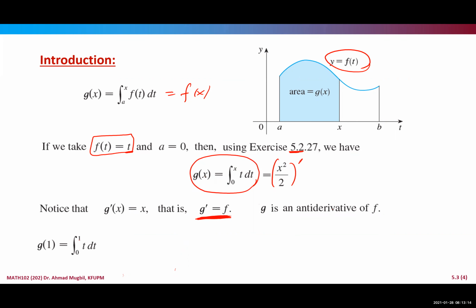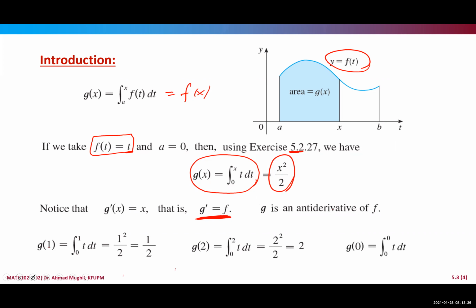If you put x equals 1, this will be the integral from 0 to 1. What will it be? Just substitute here. It will be 1 over 2. If you calculate from 0 to 2, what is g of 2? Just substitute here because you have the formula. So it will be 2 squared over 2, which is 4 over 2.